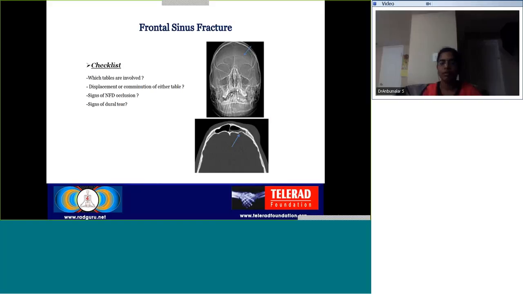And then we have to see the signs of occlusion of the nasofrontal duct. That is, the fracture is seen more medially in the anterior wall, or the floor of the frontal sinus is involved. That has to be given correctly in the report, and the signs of the dural tear like pneumocephalus, all this has to be mentioned.